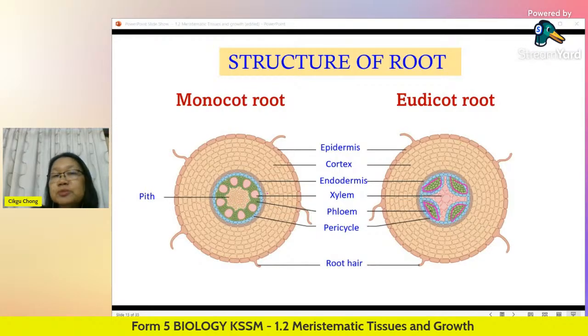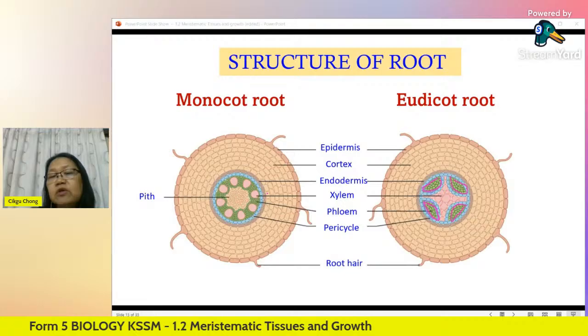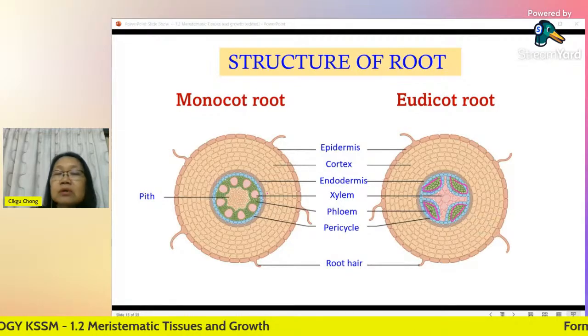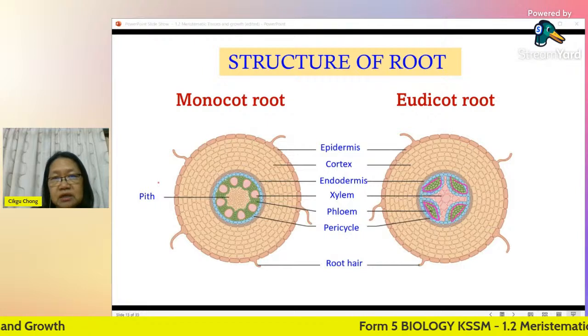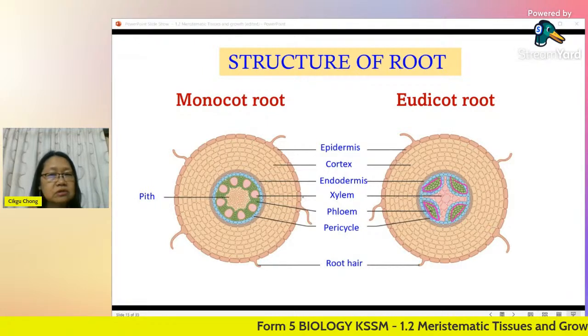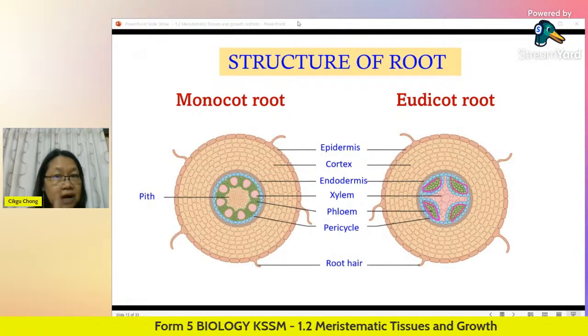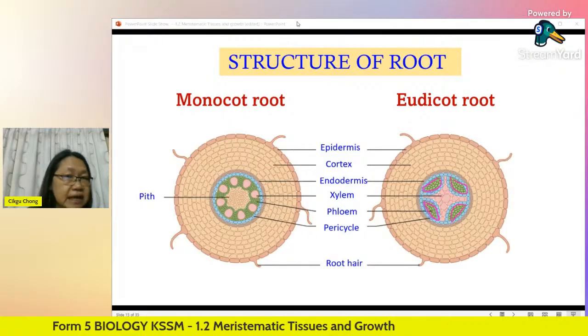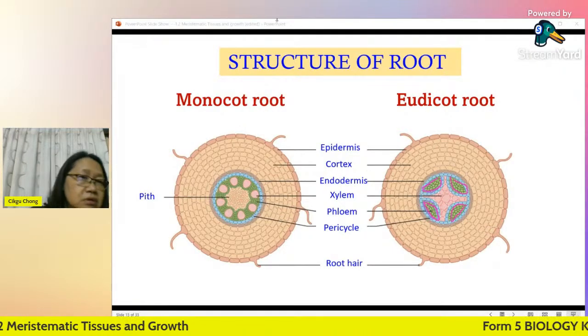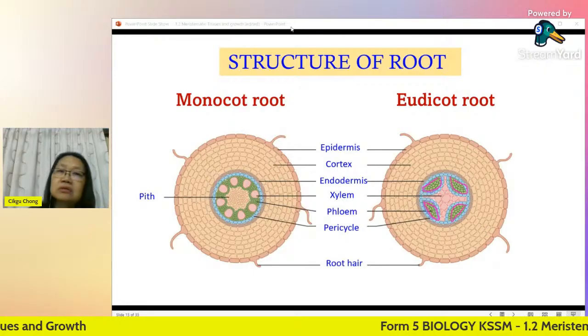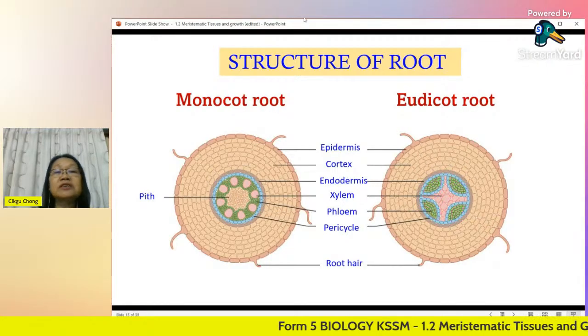The arrangement of the xylem and phloem is different for monocot root and eudicot root. Monocot root has pith, but eudicot root has no pith. But when you talk about stem, remember the stem? Eudicot stem has pith, but monocot stem has no pith. So you can see the difference there.